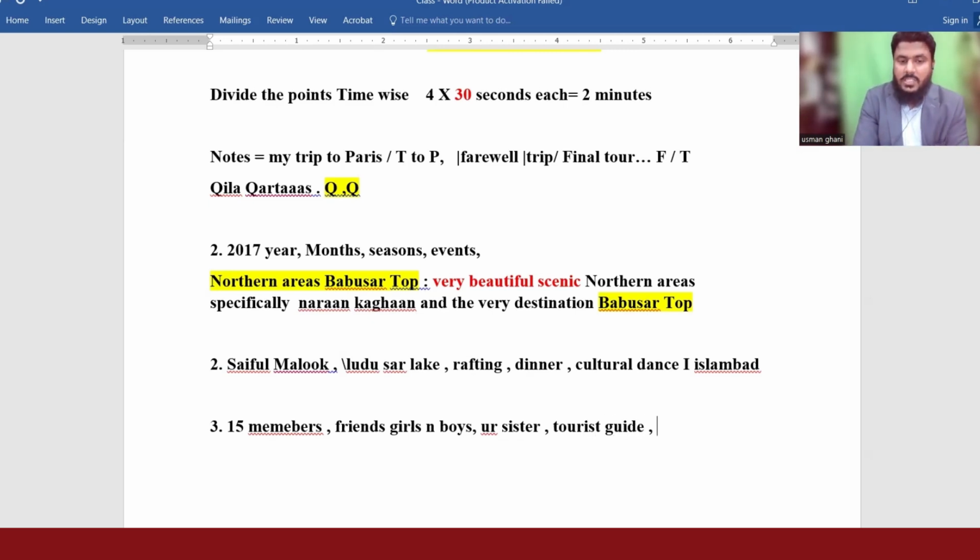So this is how you have managed writing a few members over here. You don't need to write complete words. For example, your sister, if her name is Zoha, you can simply write Zoha.